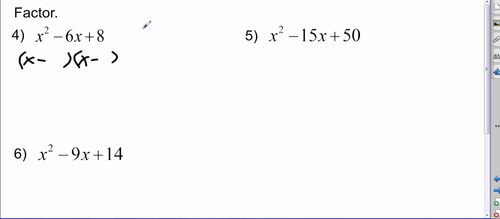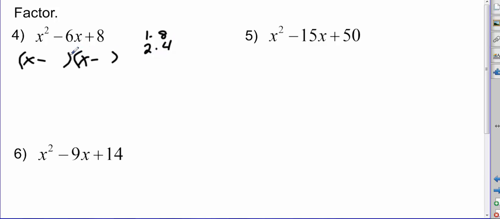Now we have to figure out what we can multiply together to receive 8. So we could do 1 and 8. We could do 2 times 4. Then we could do 4 times 2. Then we could do 1 times 8. So I see an answer here.